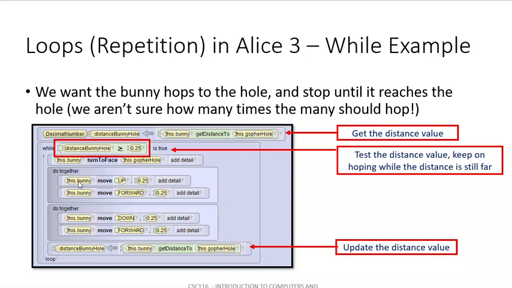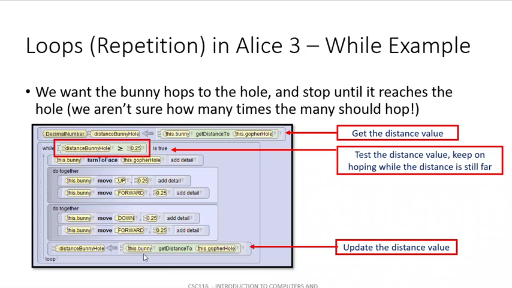Then, move up, move forward. Okay, dia akan melompat ke atas dan bergerak ke hadapan. Okay, then untuk pergerakan melompat, move down and forward. Okay, then update lagi distance bunny hole. Okay, get the updated value, get distance to this bunny, get distance to gopher hole. Okay, lepas dia lompat tu, dia update nilai jarak dia dengan lubang tadi. Okay, next test balik. Test balik, maksudnya jarak tadi dah updated lah.